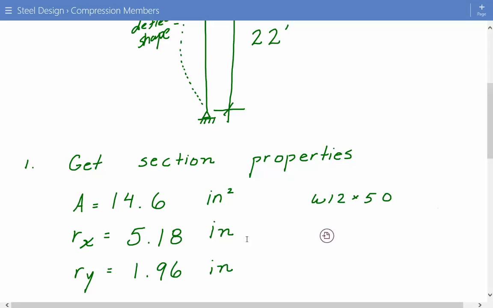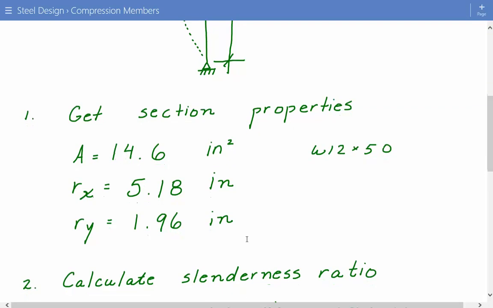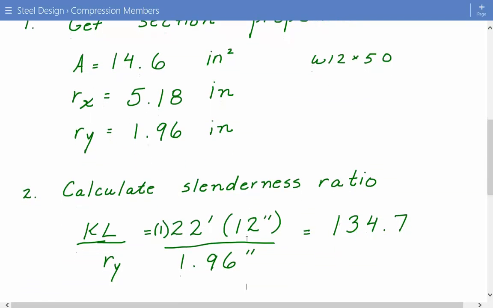So once we have these properties, we can calculate the slenderness ratio. And the slenderness ratio is equal to KL over r. And in our case, we chose r_y, which is the smaller value. r_y is smaller than r_x. So you choose a smaller r value because it will result in the largest slenderness ratio and hence result in the smallest critical buckling load, as you will see moving forward.